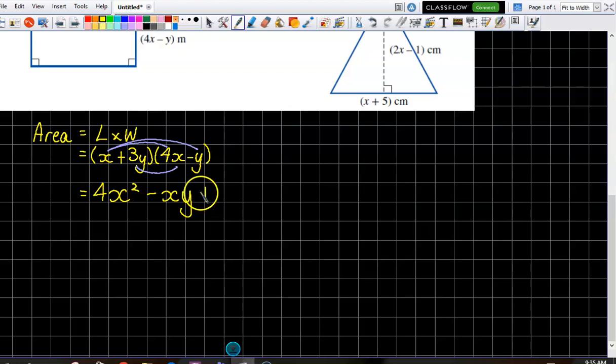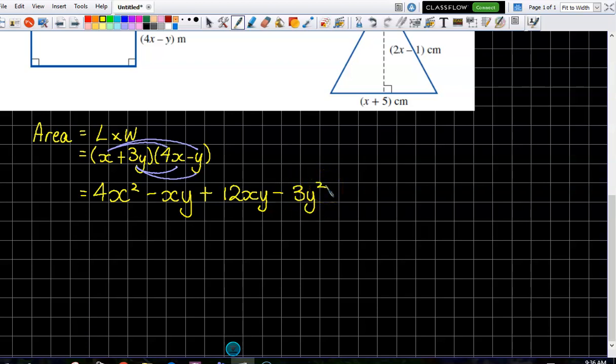3 4s, absolutely. And you're happy that there's a plus there? Because it's a positive times a positive. So 3 4s are 12. And then, yes, y times x. So again, I'm writing xy. But if you wanted to write yx, go for it. And then the last one, we've got a positive times a negative, which means negative. And what's 3y times y? 3y squared.